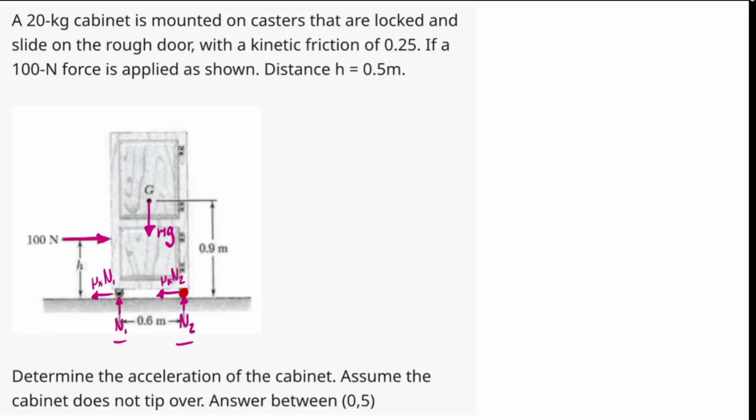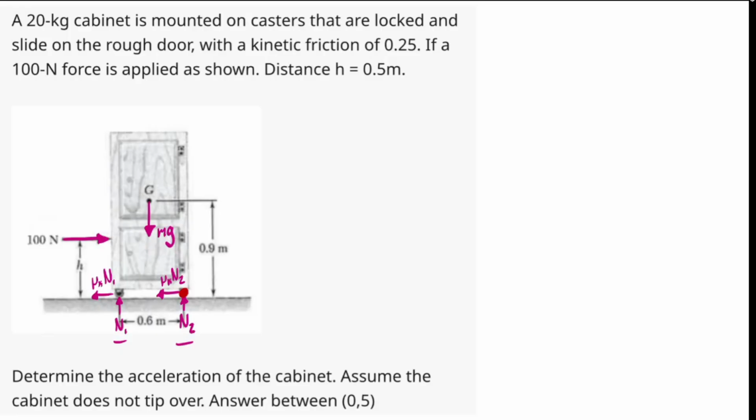And we can treat it like that. So we have a couple things going on at the moment it's about to start tipping over. We have this force, right? The normal creating a moment about that point. We have the applied force, the 100 newtons, creating a moment. And we have the gravitational force creating a moment about that point, right? And the sum of those moments is going to determine how fast this thing would rotate, right? If it started tipping over.